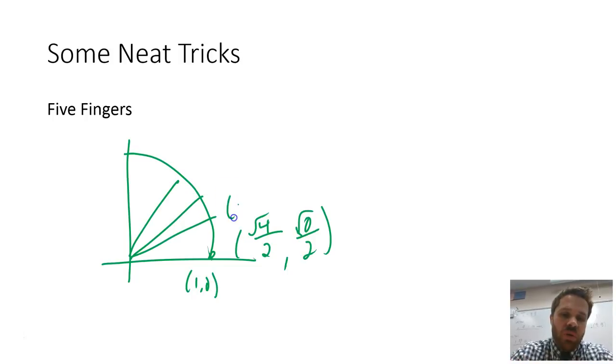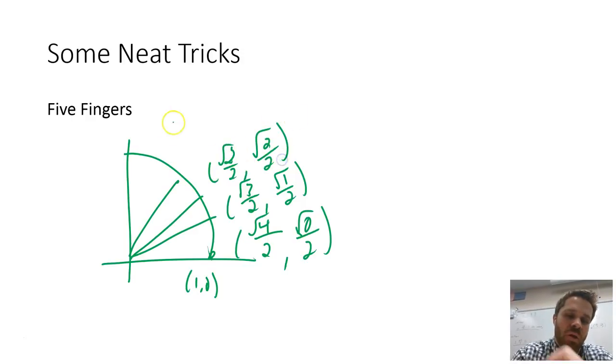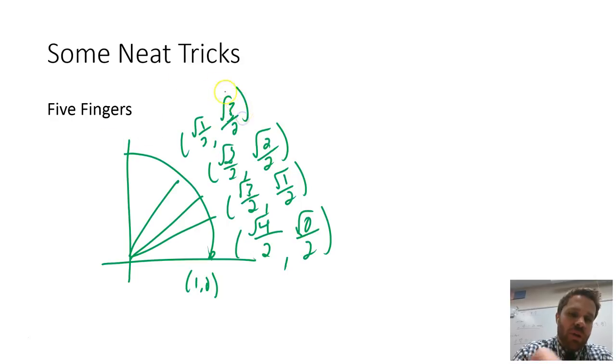The next one, we know the coordinates here are root 3 over 2 for cosine, and then 1 half, I'm going to write that as root 1 over 2 for sine. You can kind of see where this is going. The next one is root 2 over 2, and root 2 over 2. The next one is root 1 over 2, and root 3 over 2. And then the last one is going to be root 0 over 2 for the x, because it's 0, and then root 4 over 2 for 1.